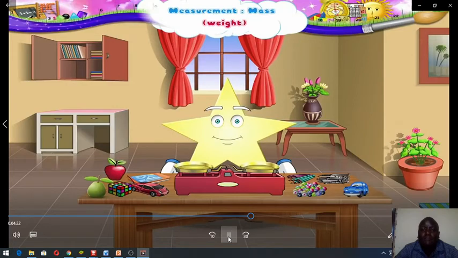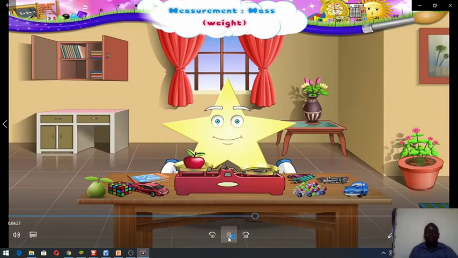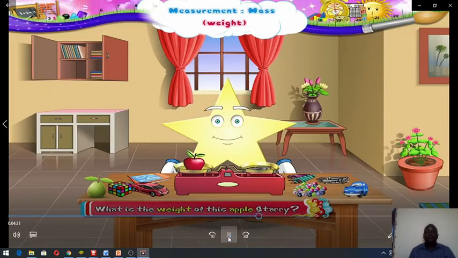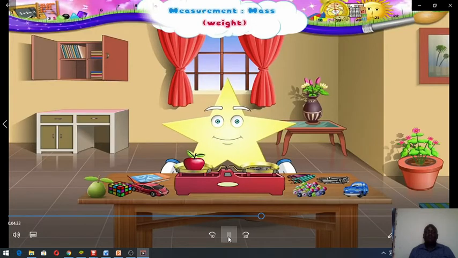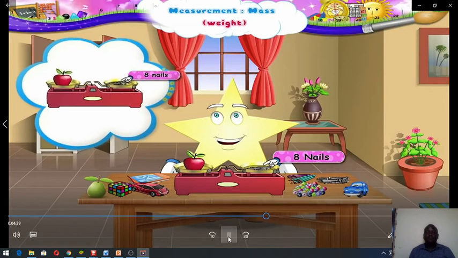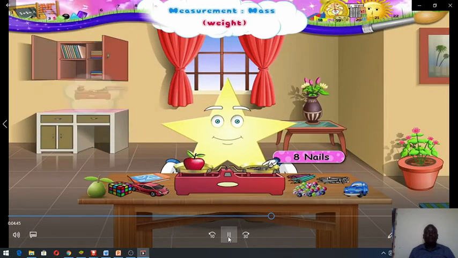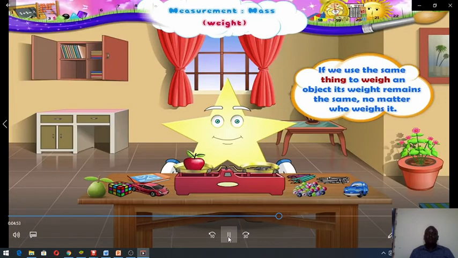Hey, you are also going to use nails? What is the weight of this apple, Starry? Yes, it is equal to 8 nails. Starry, previously also the weight of this same apple was 8 nails. Here we have used the same things to weigh the apple. So, if we use the same thing to weigh an object, its weight remains the same, no matter who weighs it.